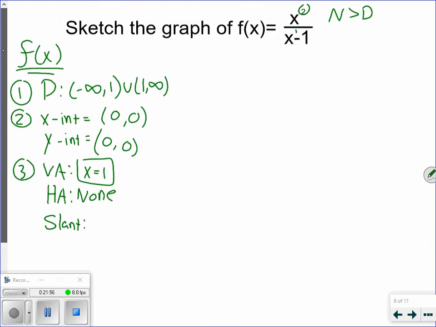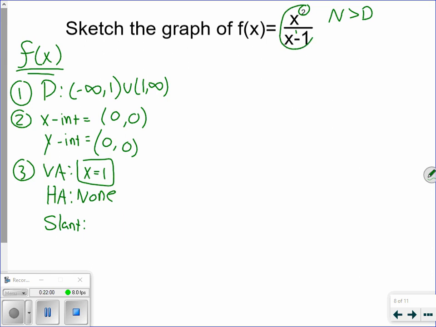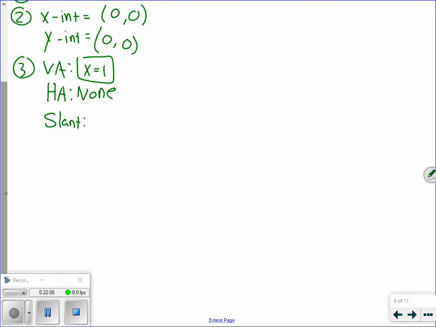And a slant is like a horizontal asymptote, it's just tilted a little bit. And it comes by finding the quotient of x squared divided by x minus 1. So we're going to have to refresh ourselves on long division. Let's see here. I got x squared that's being divided by x minus 1. And just a little crash course refresher on this.